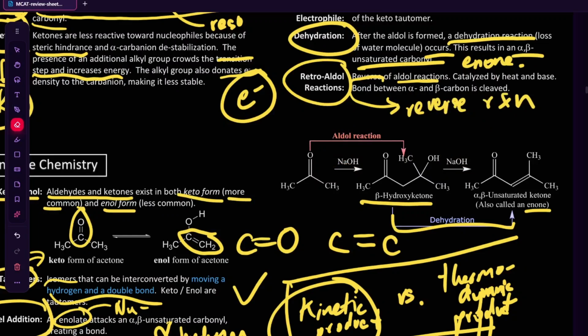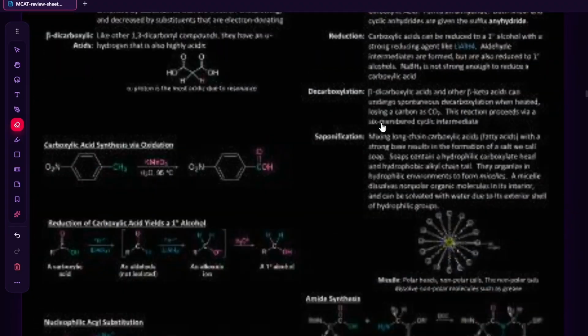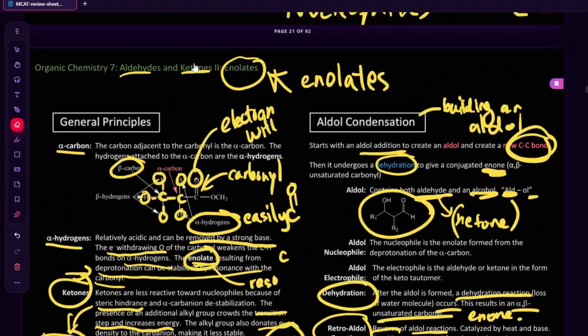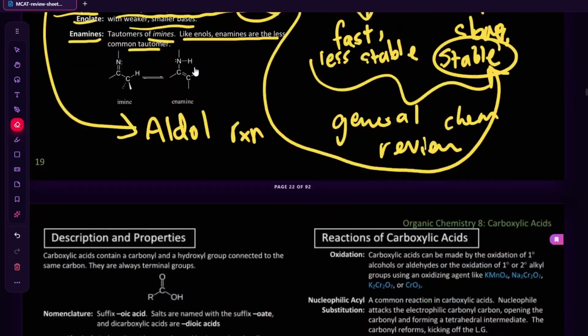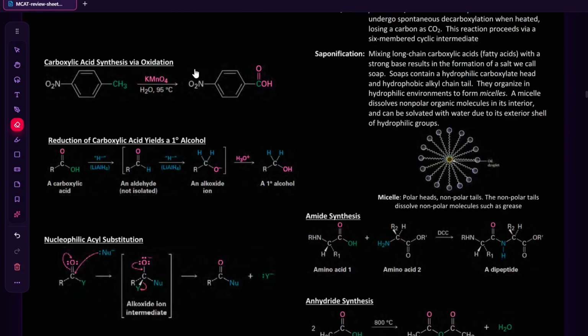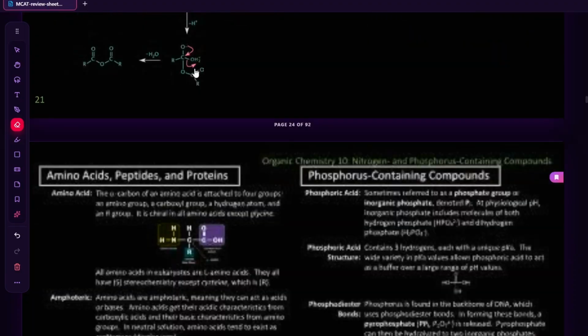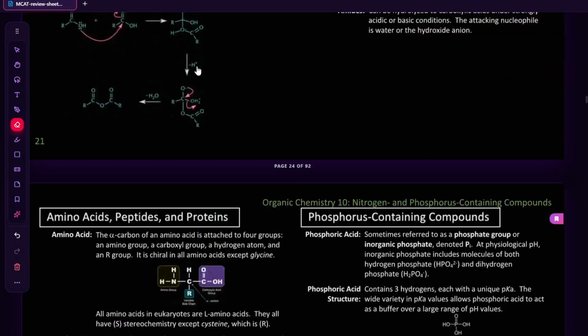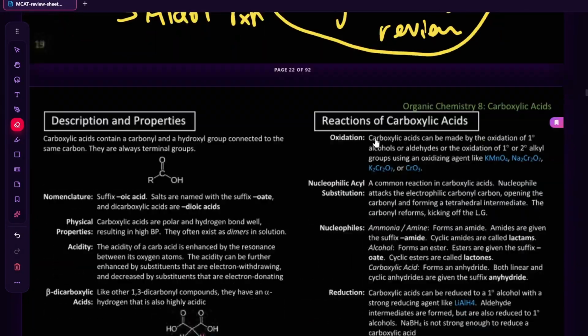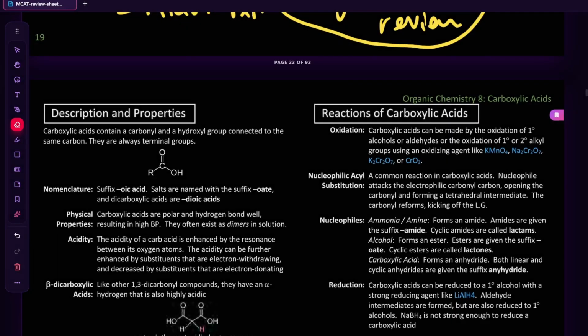That's basically the entire part for chapter 7, aldehydes and ketones. Next we're going to go on to chapter 8, carboxylic acids, which is going to be very interesting, and then their derivatives, which is also going to be very interesting. We'll get onto those two chapters after I take a break, and maybe you might want to too.